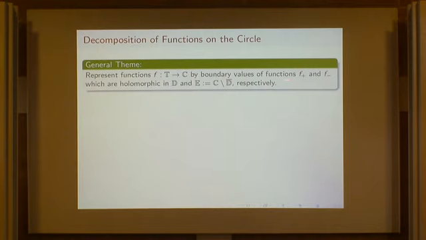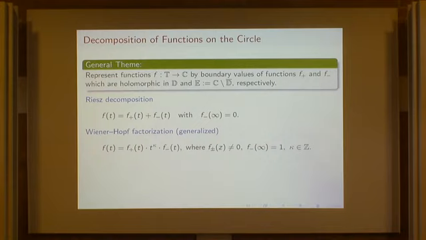by boundary values of two functions, f plus and f minus, which are holomorphic inside the disk and outside the unit circle. Okay? So the simplest thing is the Riesz decomposition. So we can write it as a sum of two such functions. This is just done by the Cauchy integral. So we get a minus there, but I have a plus.